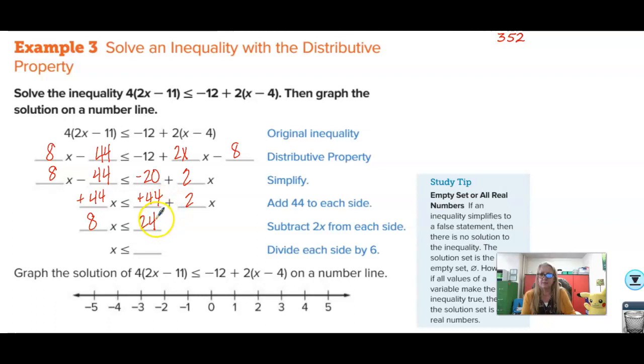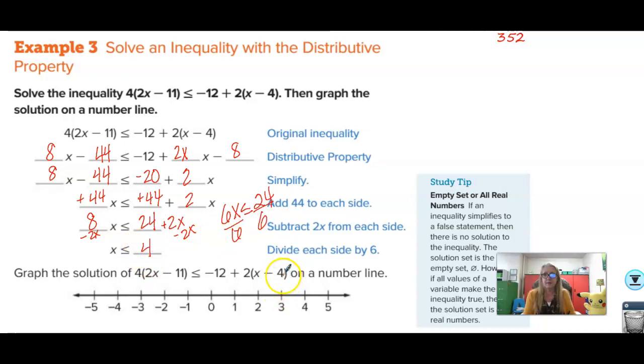Let's see. But then you would subtract 2x from both sides because you would have had a 2x here. I don't know why they didn't have a blank for it. Subtract 2x from both sides, and you get 6x is less than or equal to 24, and then you divide both sides by 6, and you get x is less than or equal to 4.